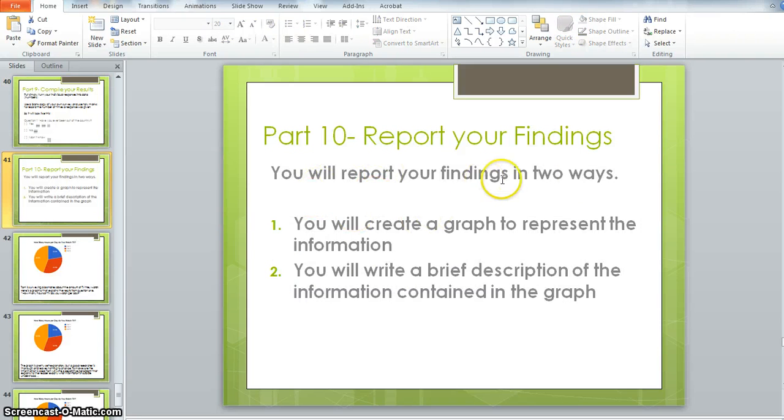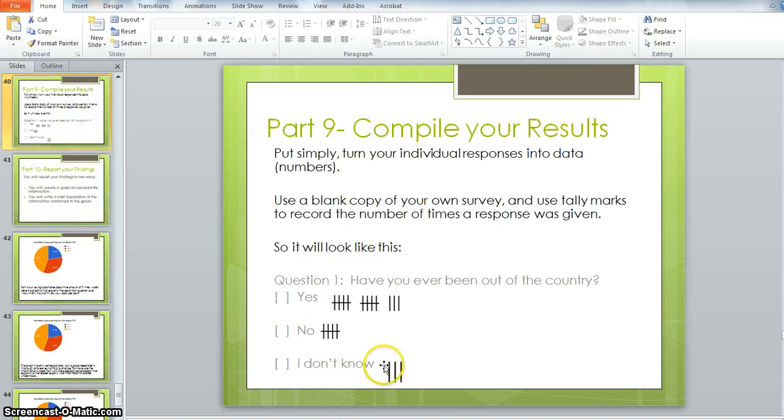Then you're going to report your findings in 2 ways. You're going to create a graph to represent that information, and then you're going to write a brief description of the information contained in the graph. So before you even go into this, go ahead and pause this and do this part first, where you're going to tally your results. Alright, so go ahead and pause this, and then when you have finished tallying your results, you can come back to this video.